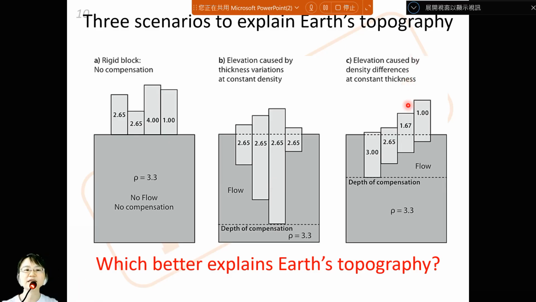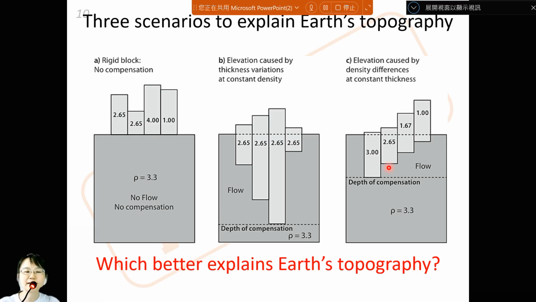The third scenario is when you see different elevation, it is a combination of different density but same thickness. Then we see different elevation. The tallest one will have the lowest density, and the deepest one will have the highest density.